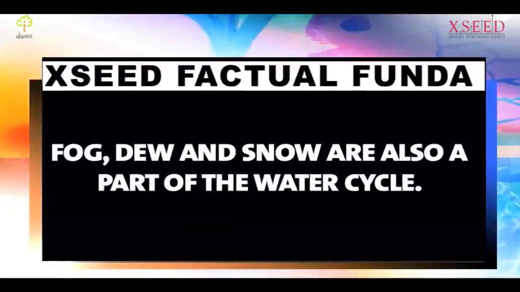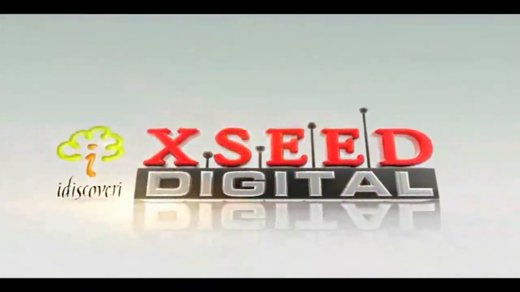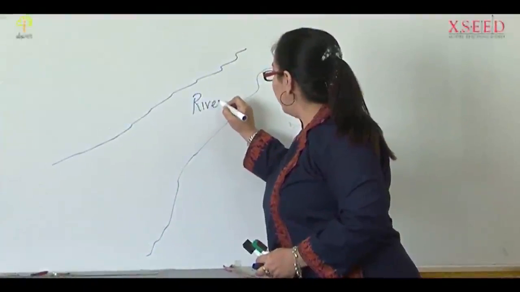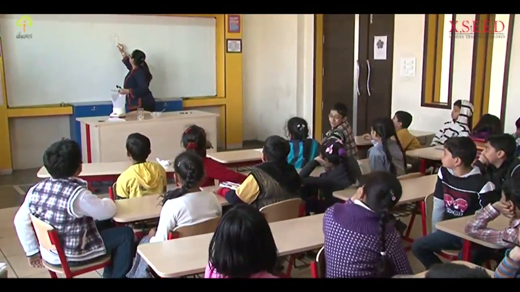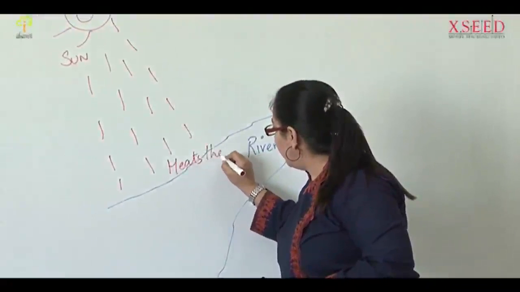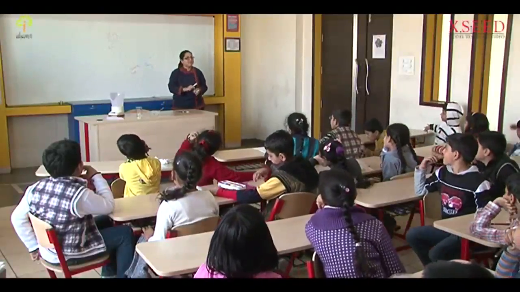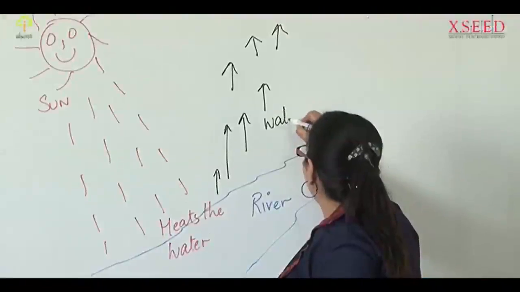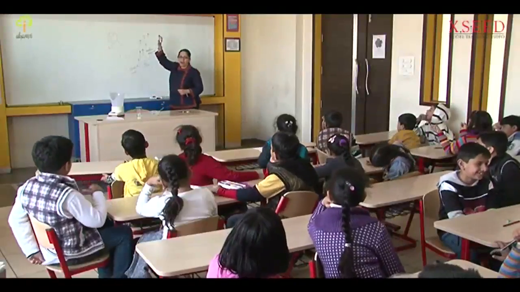Fog, dew, and snow are also a part of the water cycle. This is a river. This is the sun. The sun's rays heat the water. And what happens to the water that gets heated? They become water vapor. They form water vapors and they start rising up.